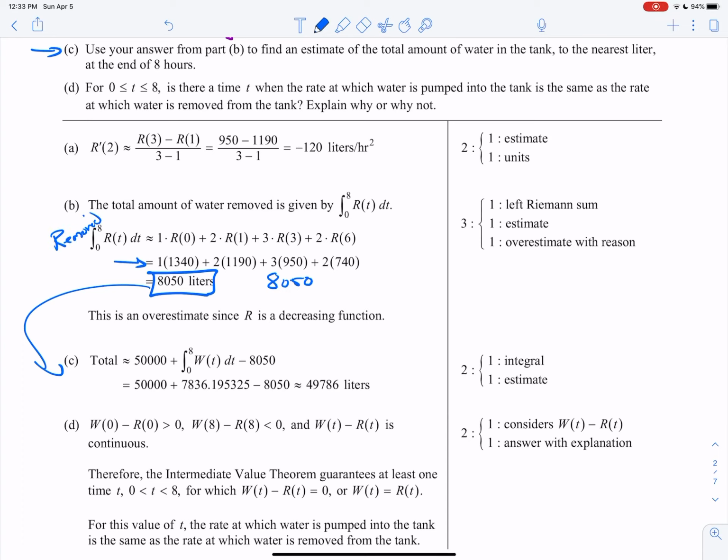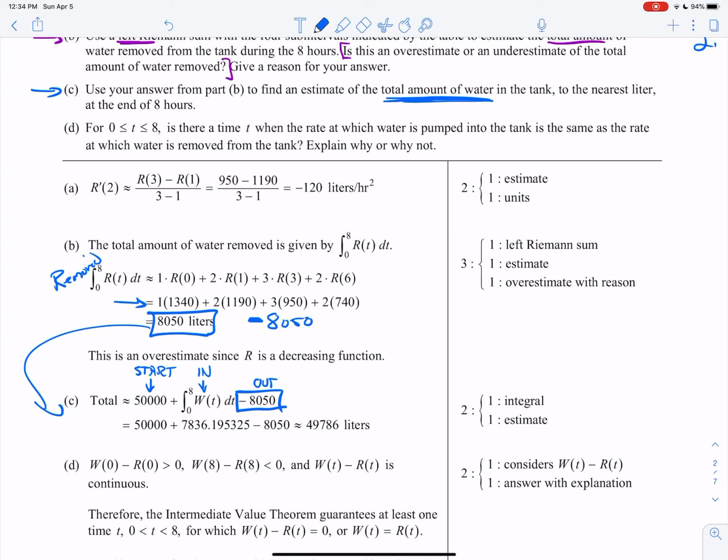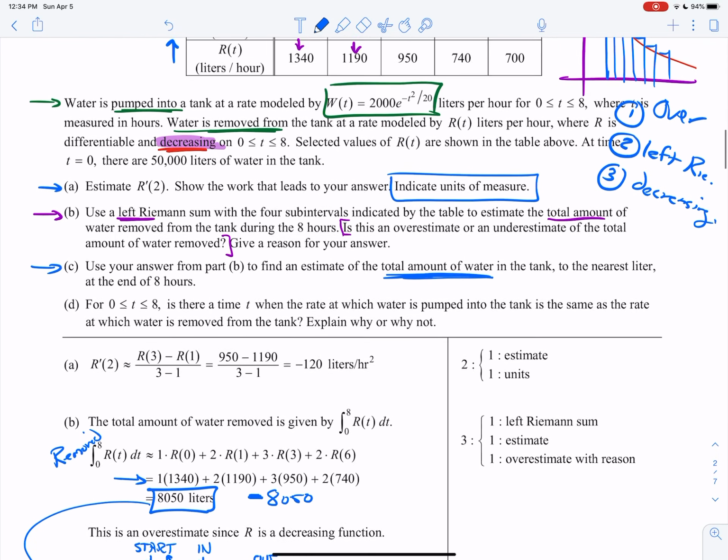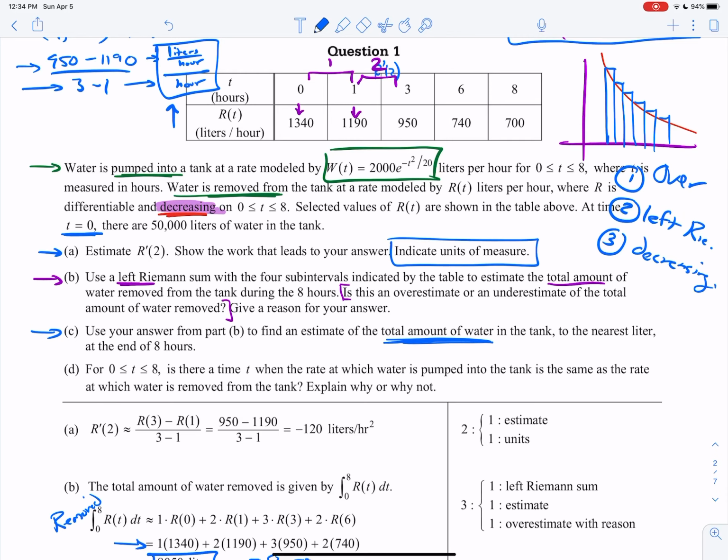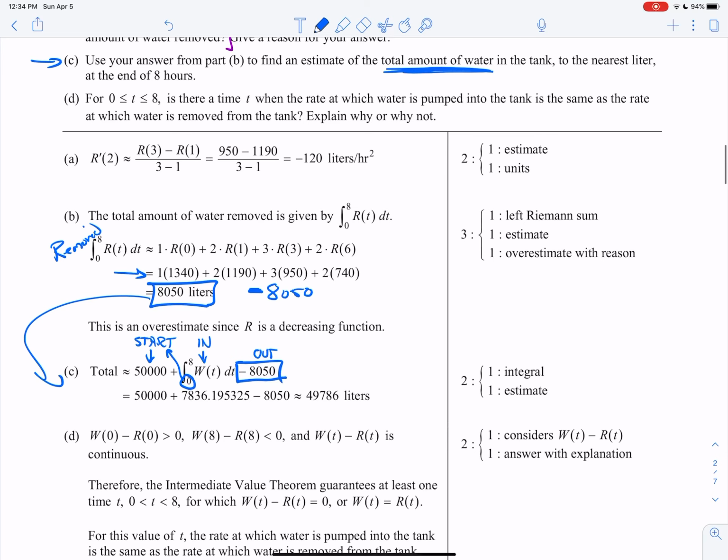But we do have to consider, so this is what went out, we do have to consider what goes in, and we do have to consider what we start with, because we want to find the total amount of water. The in and out is just the accumulation, but if you want to find the total amount of water at a particular moment, you've got to consider, at time 0, how much did I start with? They do tell you in the text, at t equals 0, there are 50,000 liters of water in the tank. This setup is very common. Your starting value plus the integrals of your ins and your outs.